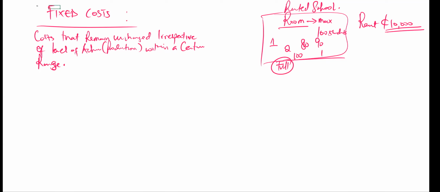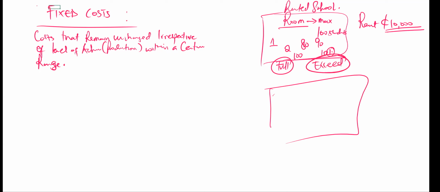True. But if I bring 101 students, that means that extra student, I need another room to fit him in. True or false? And that means that I have exceeded that range that the fixed cost was. So you see now the cost is no longer fixed because it has exceeded that maximum limit of 100. So you need an extra cost, which calls for an additional fixed cost. Does that make sense now?